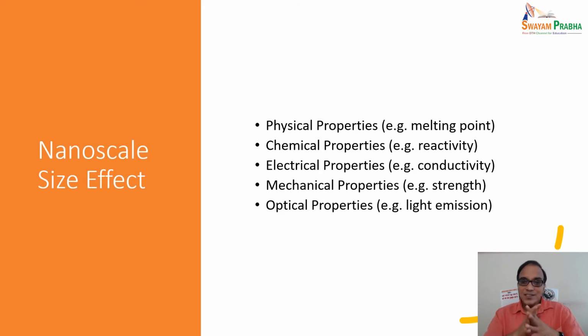Nanoscale size effect. How the nano size particles or nanomaterials will have the unique property. They will have unique changes in the physical properties like melting point, chemical properties like reactivity, electrical properties like conductivity, mechanical property like strength, optical properties like light emission. So these properties are going to be drastically changed.